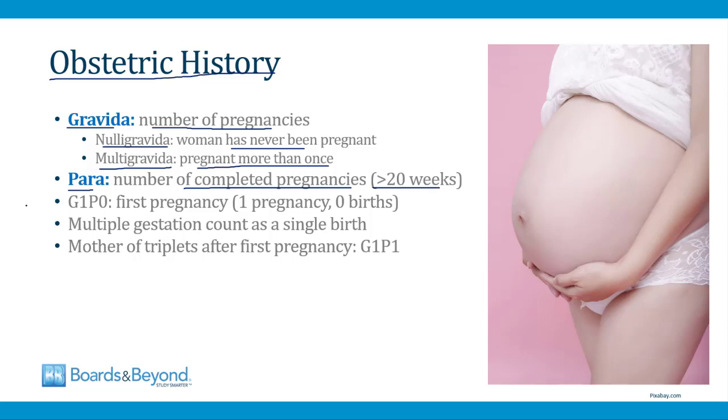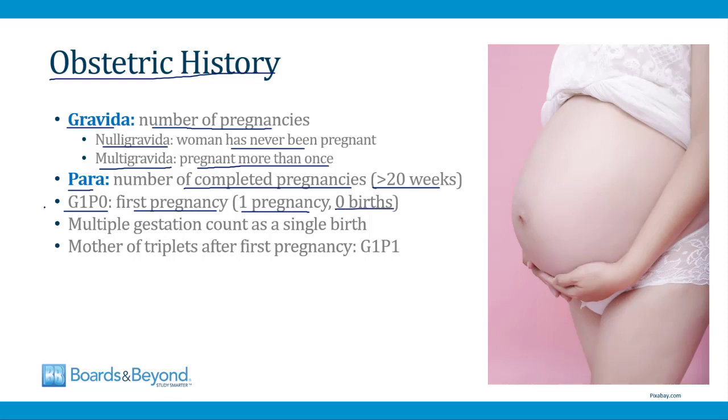And often we describe the obstetric history of women by their gravida and para numbers. For example, a woman who is a G1 P0 is in her first pregnancy. She's only been pregnant once, that's the current pregnancy, and she hasn't had any completed pregnancies or births.